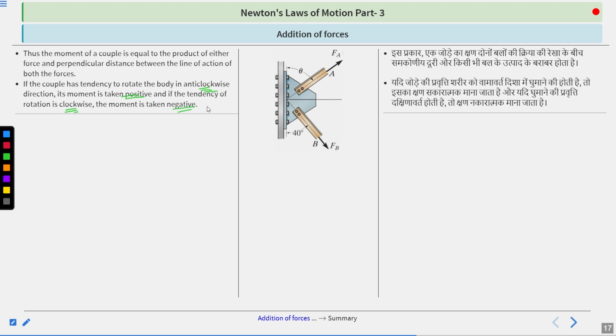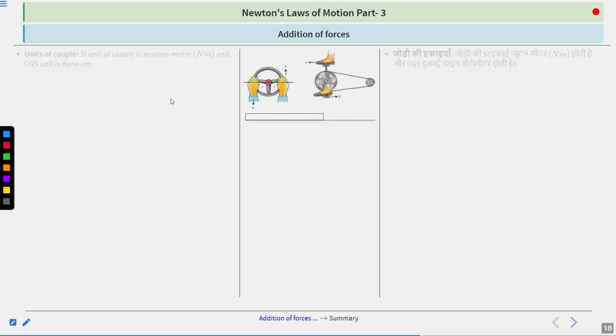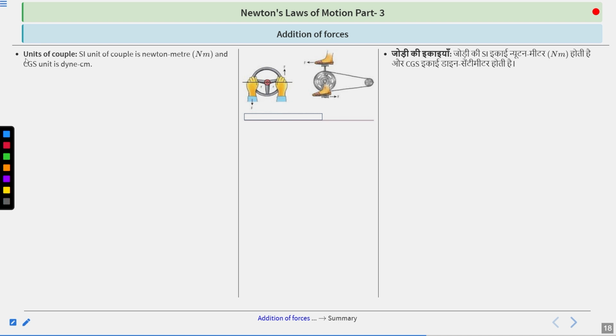The same happens here because the couple forces are there to generate the rotation. So if the couple forces have the tendency to rotate a body in the anti-clockwise direction, that moment will be positive, and if it is in the clockwise direction, that moment will be negative. That's it. When we talk about the units of a couple, the SI unit of couple is the Newton meter, Nm, and in the CGS, the centimeter gram second system, it is the dyne centimeter.